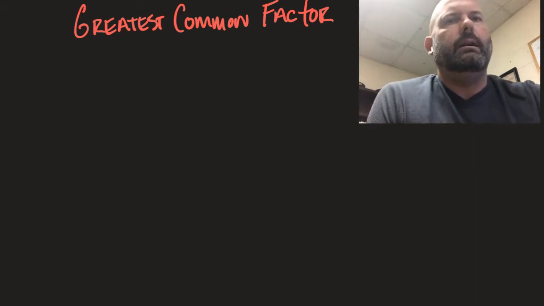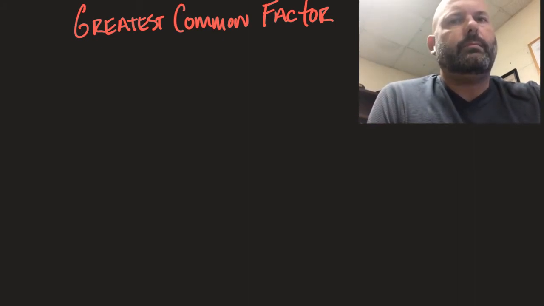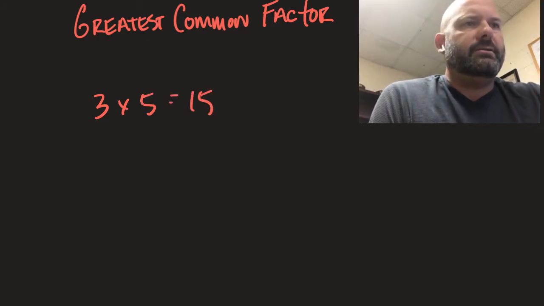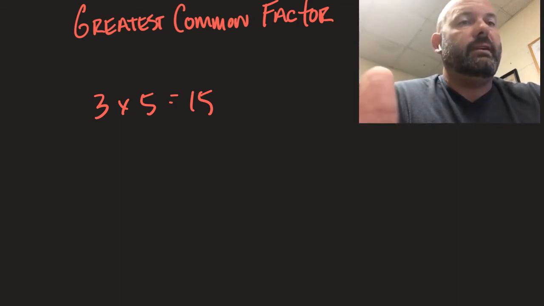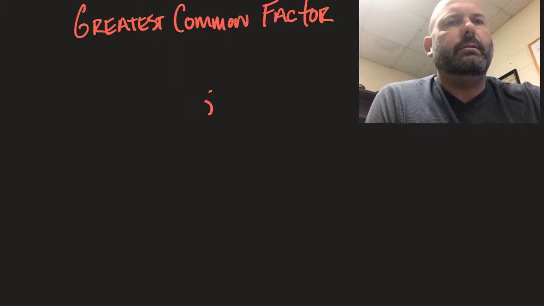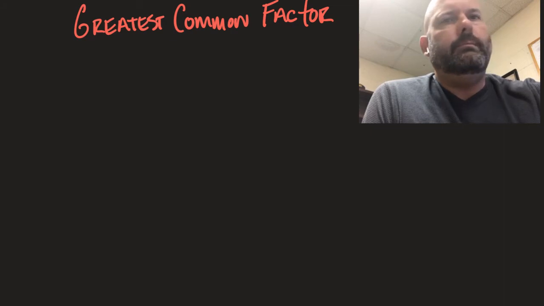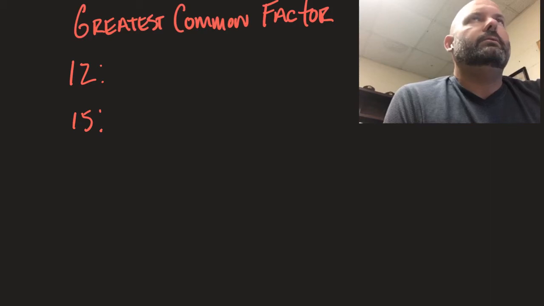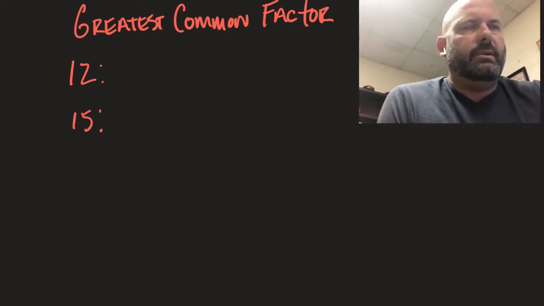So if I have, for example, 3 times 5 equals 15, what are my factors in that particular equation? Well, 3 times 5, 3 and 5 would be my factors, right? So when you hear greatest common factor, you're basically comparing two numbers and looking at their factors, finding which ones they have in common, and deciding which one has the greatest value, right?